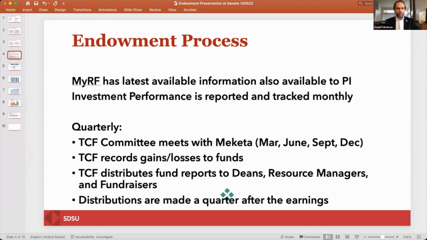We also record these gains and losses to the funds on a quarterly basis. After we've recorded those gains and losses, we distribute these reports out to deans, resource managers, and fundraisers to be aware of any increases and declines that occurred during that quarter. Then the distributions are made a quarter after the earnings. For example, for the quarter ending September 30th, the earnings are made available one quarter later.